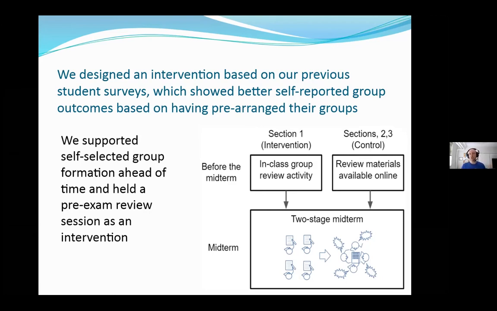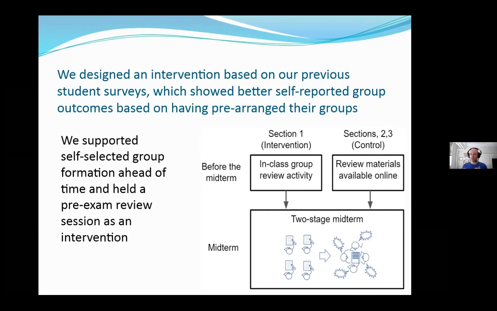So what we did is before a midterm, we held a review session and asked students to identify their groups before they came to the review session, work in the review session, and then work in those groups in the group exam. And if they didn't have a group that they were intending to work with in the review, we would organize a group for them.